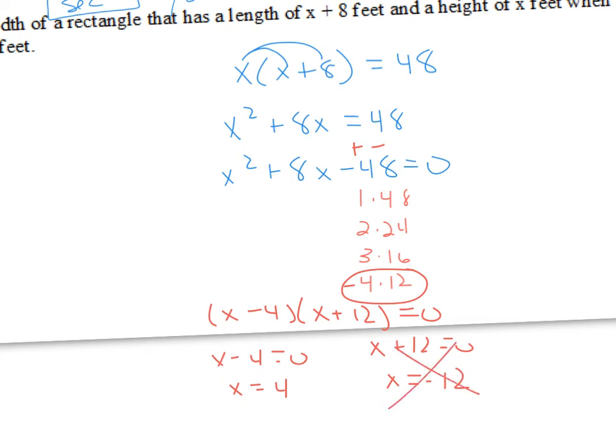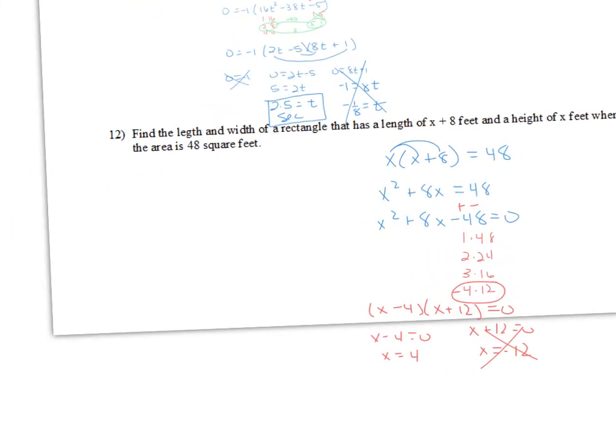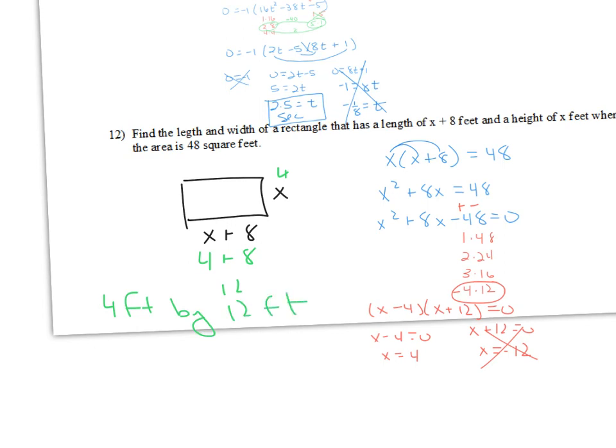All right, so now if you're thinking about your rectangle here, you've got an x plus 8, and you've got an x. Well, if I'm plugging 4 in here, there's 4, and then 4 plus 8 is 12. So I have 4 feet by 12 feet for the length and width of my rectangle here. Okay, and that concludes the answer key.